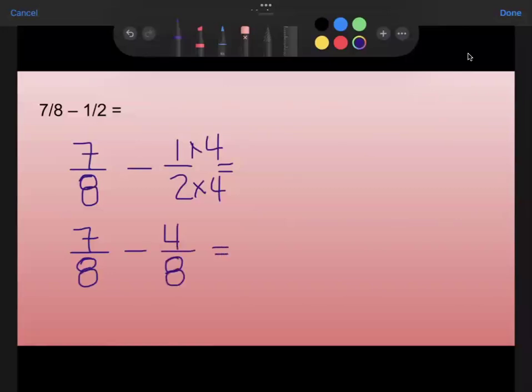So now I have two fractions I can subtract. I'm going to keep 8 on the bottom as the denominator, and 7 minus 4, which is 3. 3 over 8 is already simplified because the only thing I could divide that top number by would be 3, and that doesn't work for the bottom number. So final answer here is 3 over 8.